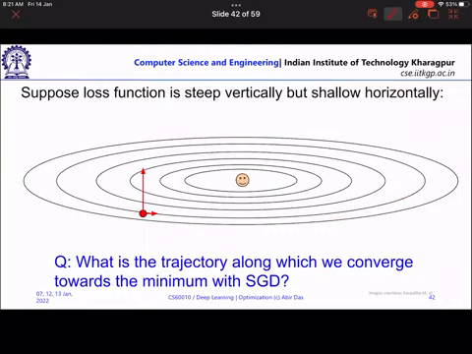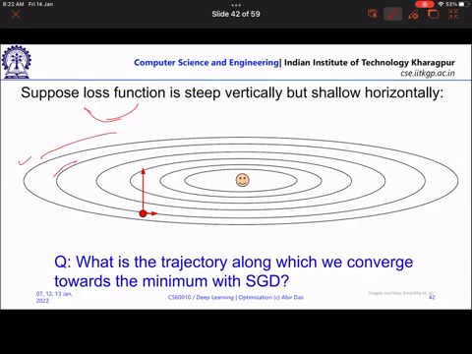This is some loss function value, which is constant throughout this circle. This is another one. And as you have seen, for a convex bowl type of function, the inner ones have lower J theta values, the loss function values, so the inner circles.